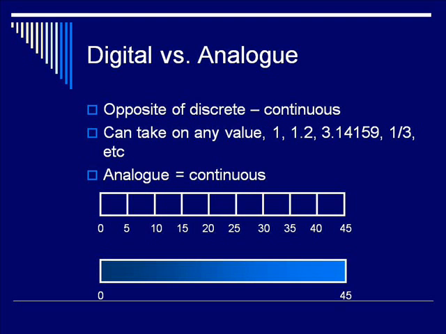What's the alternative to being digital or binary? It's called being continuous. So continuous variables can take on any value. 1, 1.2, pi, 1/3, whatever. If you're measuring a continuous quality, we usually call that an analog measurement.